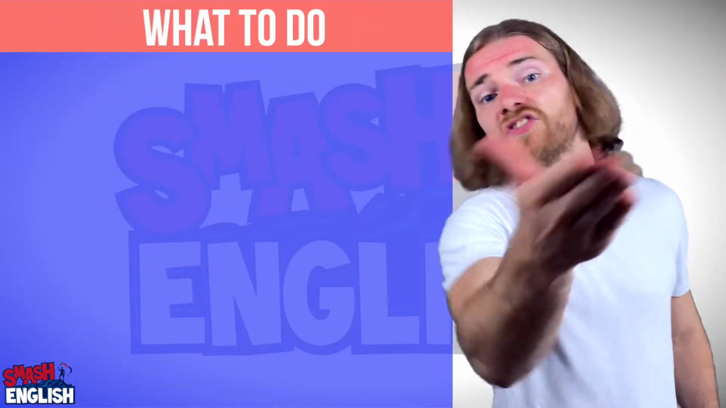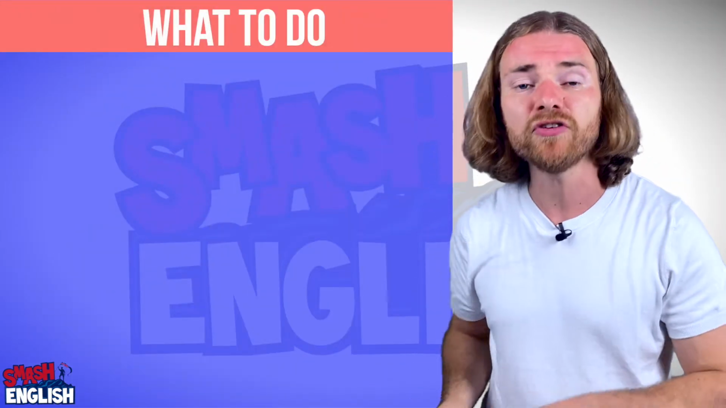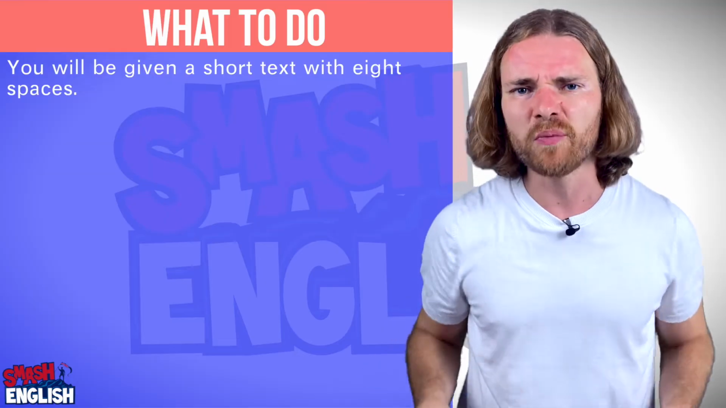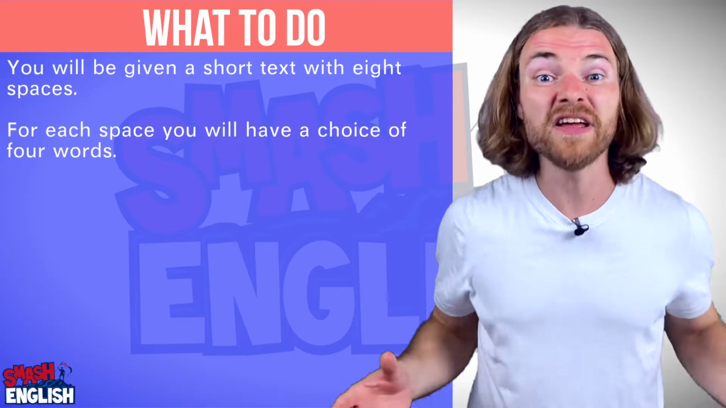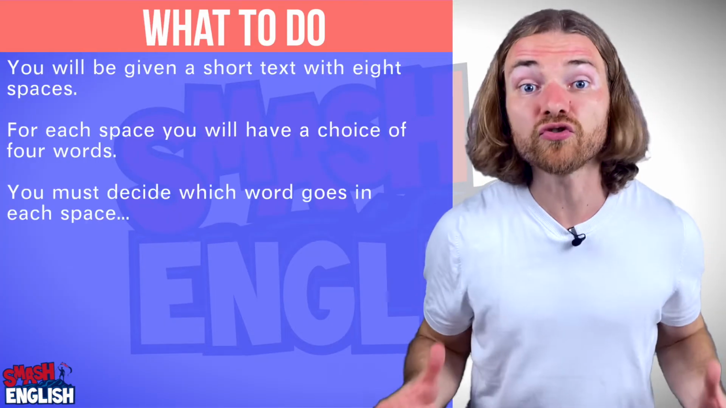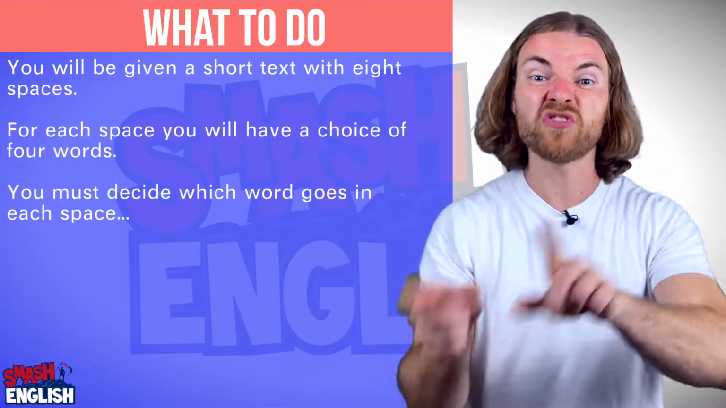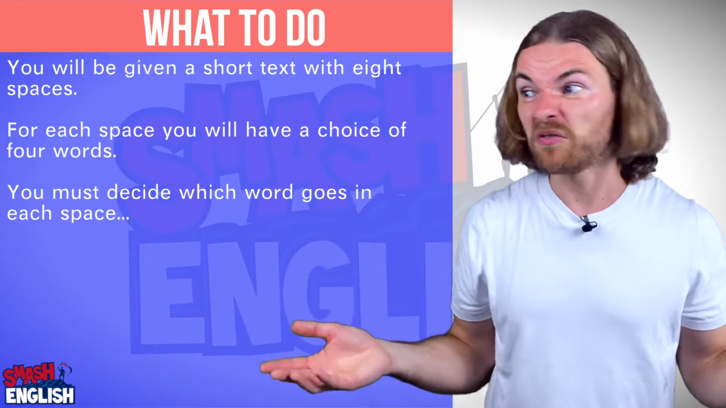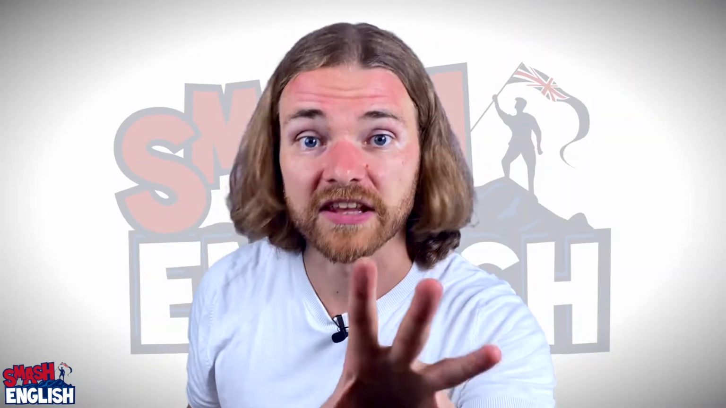In part 1 of the C1 Advanced Reading and Use of English paper, you will be given a short text with 8 spaces. For each space, you will be given a choice of 4 words. Your job is to decide which word goes in each space. Easy, right? No, it's not easy.